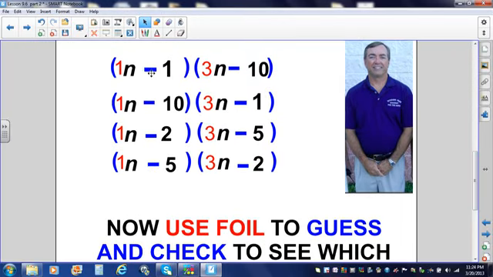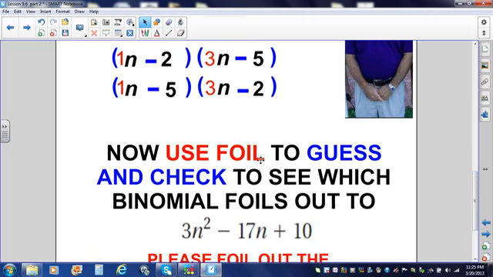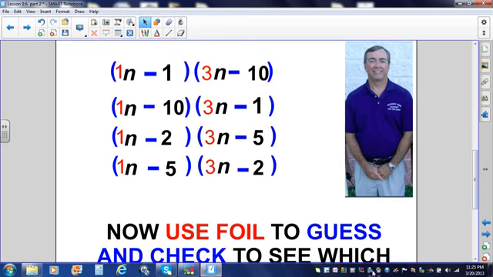It might be this one, it might be this one, it could be the third one, or it could be the fourth one. So this is where you have to do a little bit of guess and check. So you can pause your paper and do that now.